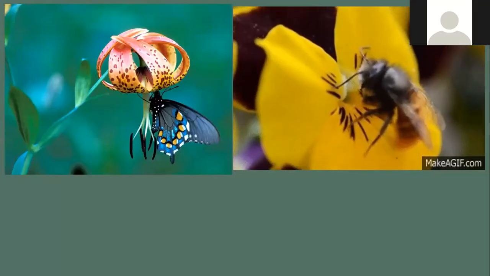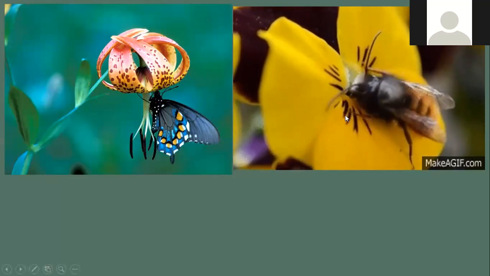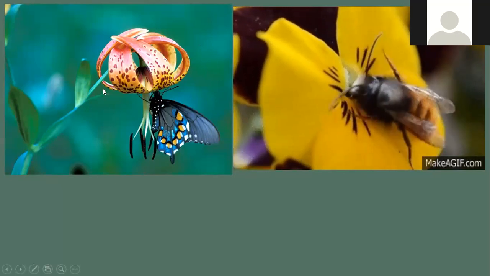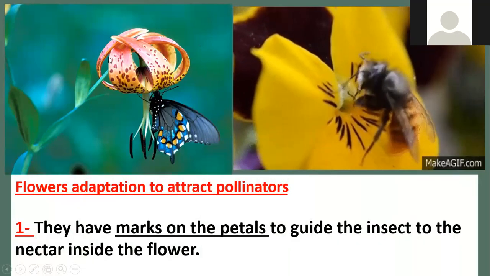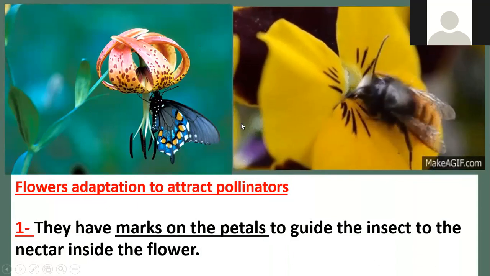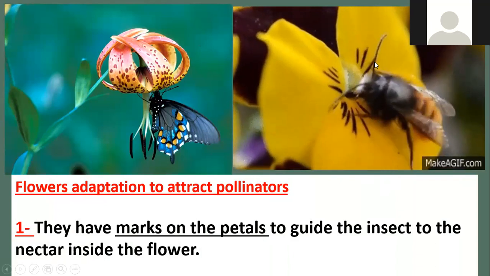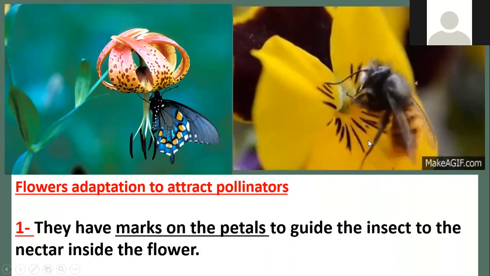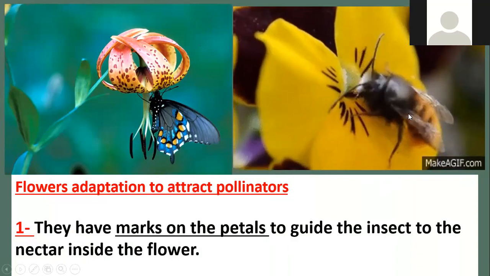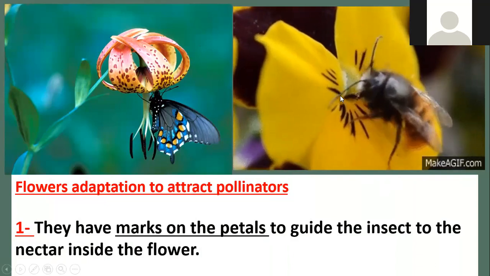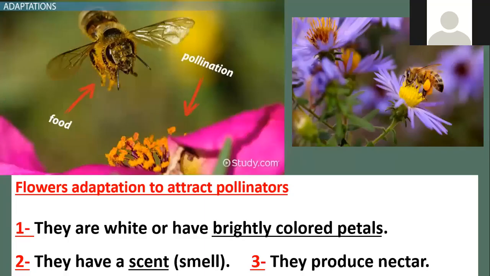Also, some flowers can have stripes. Can you see these stripes? Can you see these marks on the flower? These marks can guide the bird or the insect to the nectar inside the flower. As you can see here, it's very clear. So these stripes can guide the bee to get the nectar from inside the flower. So this is the adaptation of flowers to attract the pollinators.